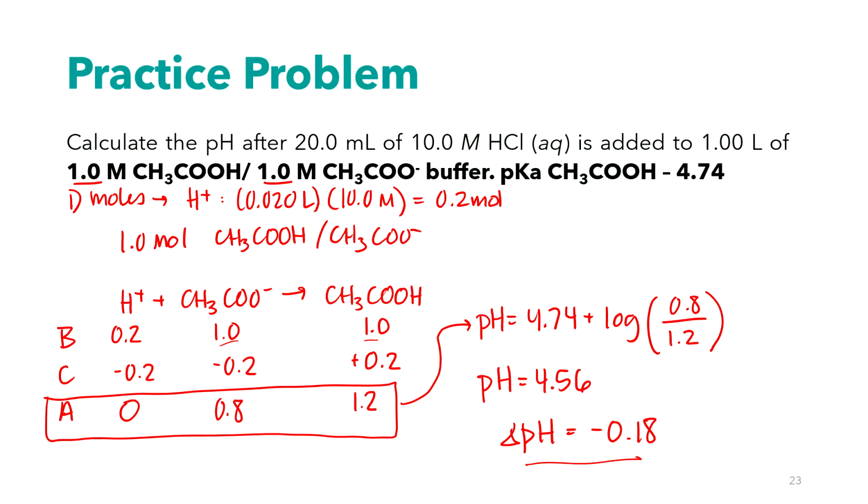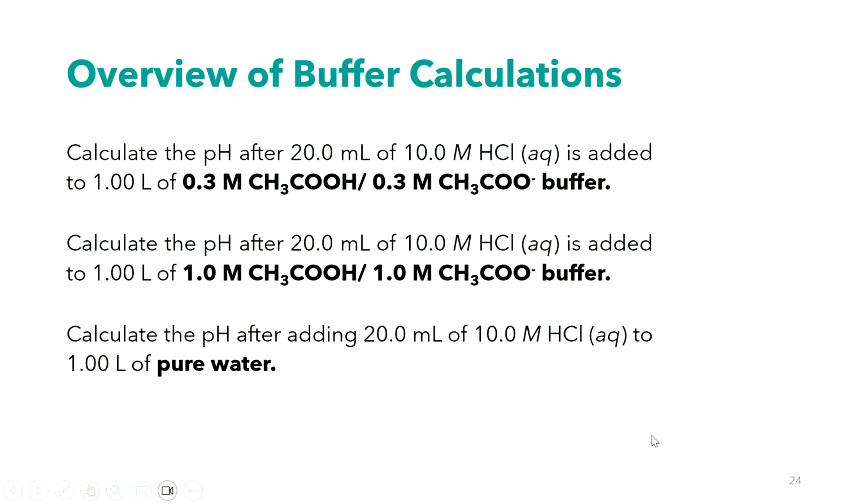So I want to put this in perspective just to drive home how significant this is. All right, so there's our calculation for the 1 molar buffer. But when we did it, for 0.3, I'm just pulling the numbers, our delta pH originally was negative 0.70 for our lower capacity. We just did it for the higher capacity. That was a delta pH of negative 0.18.